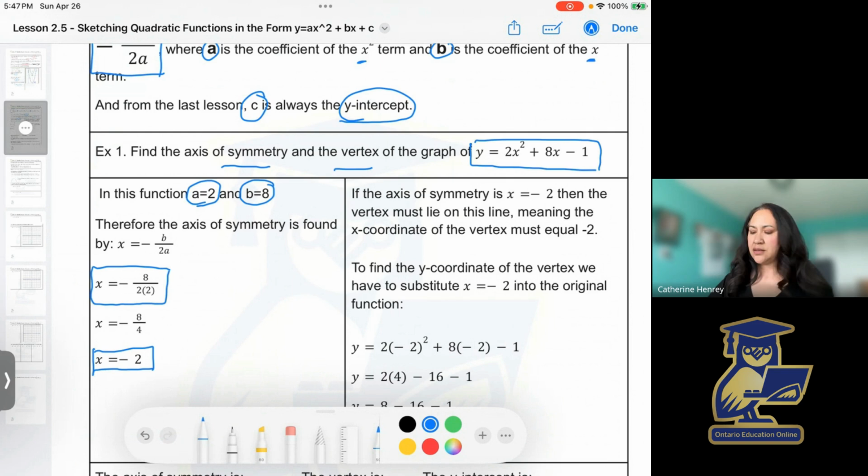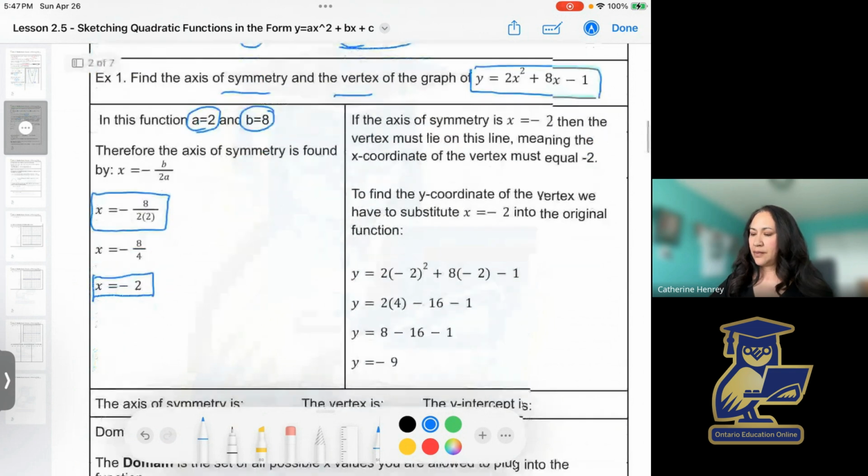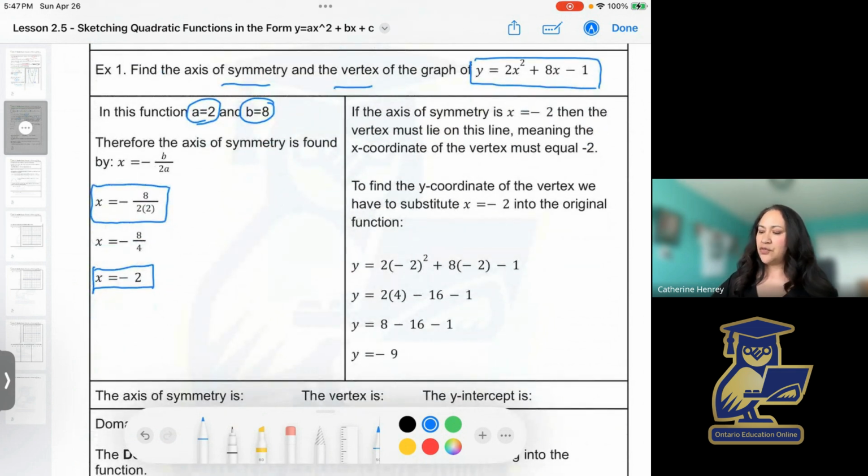So this gives us two things. It gives us the x coordinate of the vertex, but it also gives us the axis of symmetry for the function. So to find the y-coordinate of the vertex, we can just take this value and sub it into the original function, just like we did here. So we see it subbed in here and here. Remember the original function, y equals 2x squared plus 8x minus 1. When we simplify, we get y equals -9.